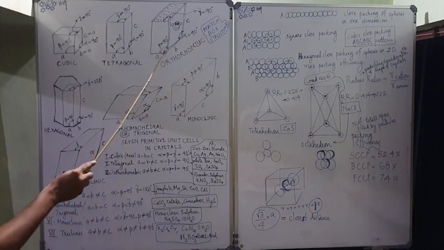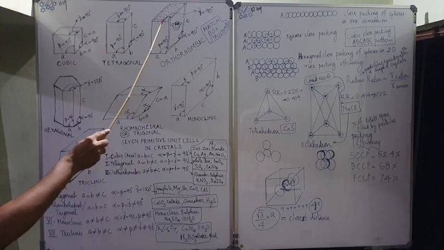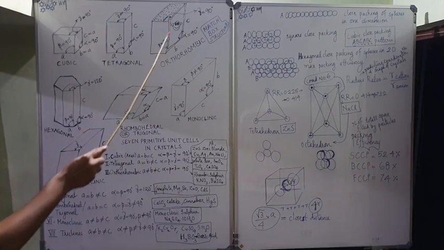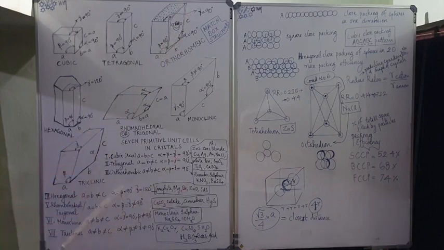Here, every angle, the angle between A and B, and A and C is 90 degree. B and C is also 90 degree, and B and A is also 90 degree. So alpha, beta, gamma is equal to 90 degree. That's the thing you must learn first. And the cubic, basically the cubic structure, sides are equal and the angles are 90 degree. Simple. So matchbox and that simple cube.